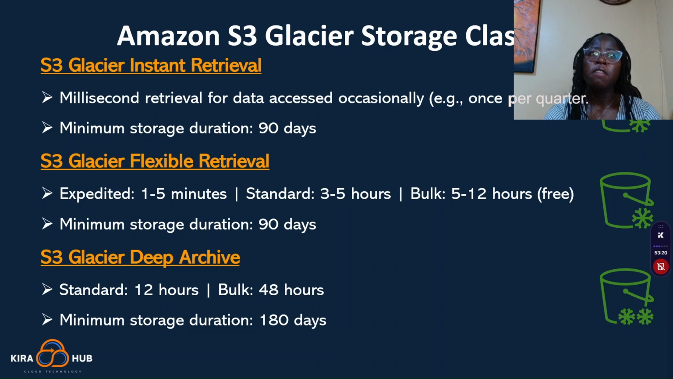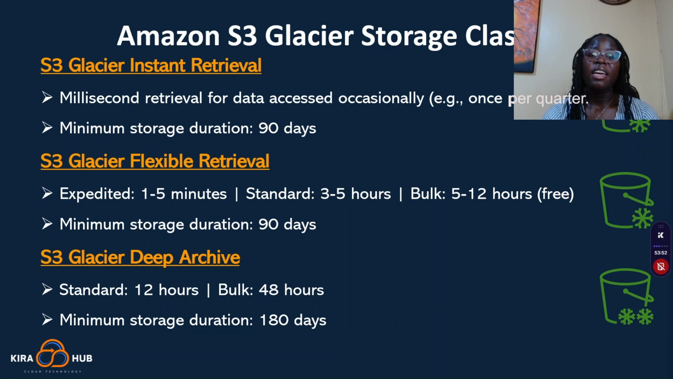We have the Glacier Flexible Retrieval. And here we have multiple retrieval options. Expedited, where you get your data within 1 to 5 minutes. Standard, 3 to 5 hours. Bulk, 5 to 12 hours, which is free. So it's useful when you don't need immediate access but want some flexibility in retrieval times. Again, this class also has a 90-day minimum storage duration.